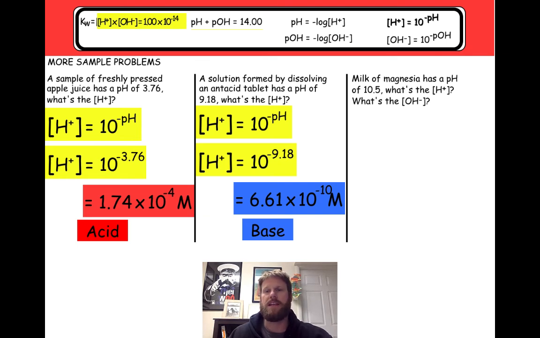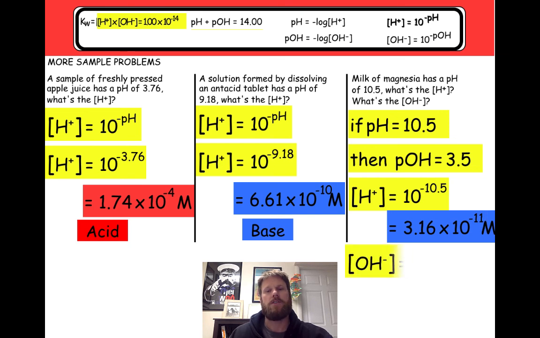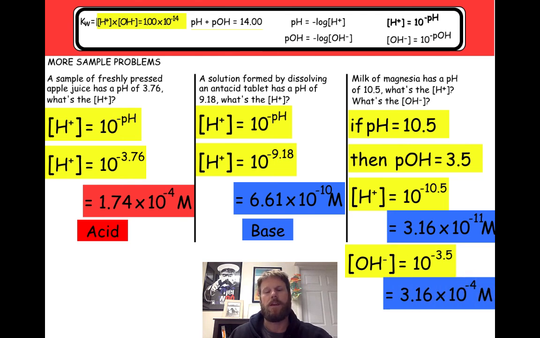How about some milk of magnesia with a pH of 10.5? What's the H plus concentration and what's the OH minus concentration? Now there's a couple different ways you could skin your cat to solve this problem, but if the pH is 10.5, then the pOH is 14 minus that, which is 3.5. So you could simply take 10 to the negative 10.5 to get the H plus concentration, and then you could take 10 to the negative 3.5 to get the OH minus concentration. Either way you look at it, the concentration of OH minus is larger than the concentration of H plus, which means that solution is a base.